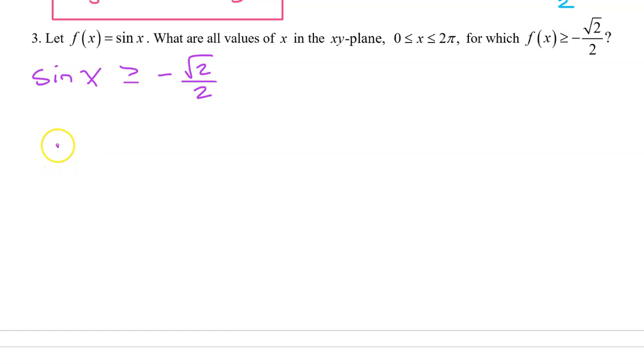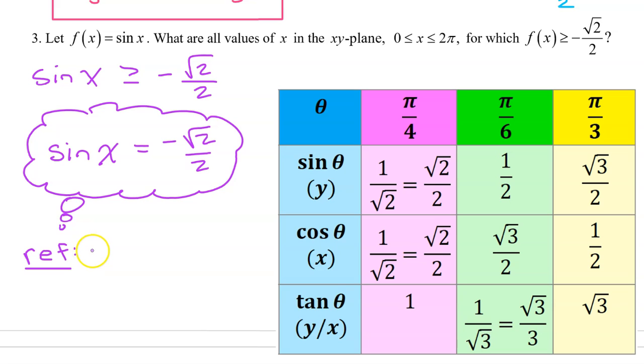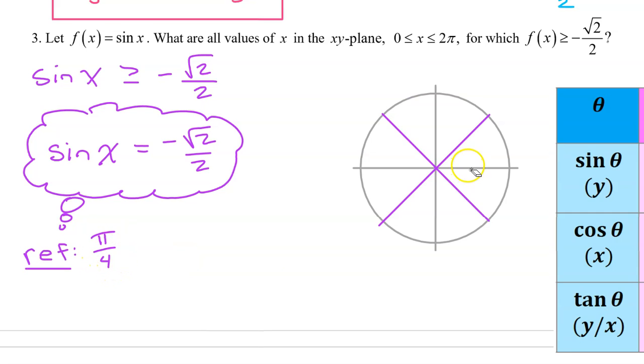We need to start by thinking about where sine x is equal to negative radical 2 over 2. We can find the reference angle by ignoring the negative sign and asking the sine of what angle is radical 2 over 2. We have memorized that the sine of pi over 4 is radical 2 over 2, so pi over 4 is the reference angle. On the interval from 0 to 2 pi, here are the 4 angles with a reference angle of pi over 4. Since we want sine to equal negative radical 2 over 2, we will stick to quadrants 3 and 4, where the y value, and thus the sine function, is negative.